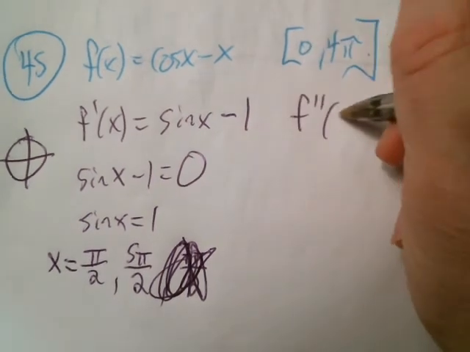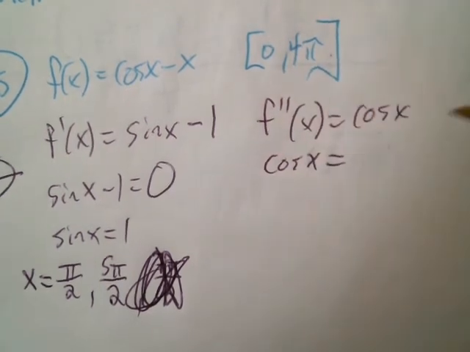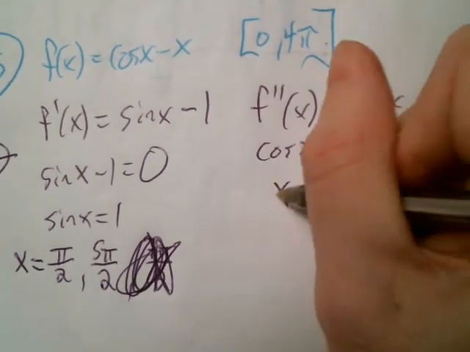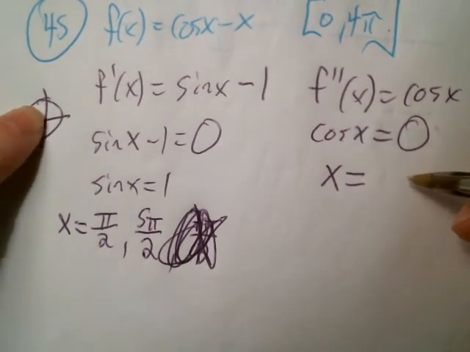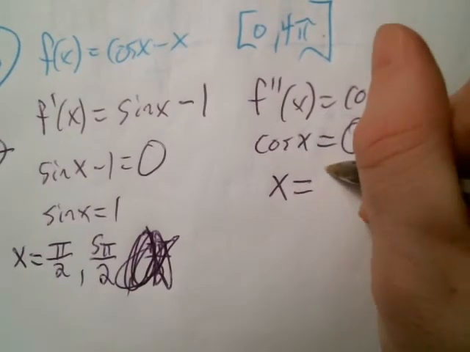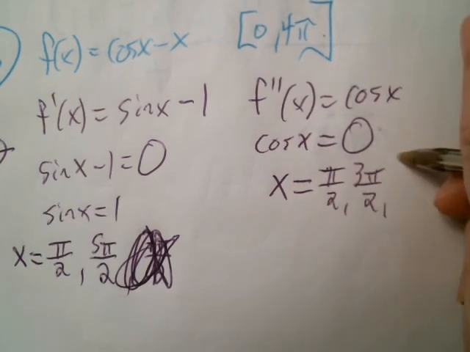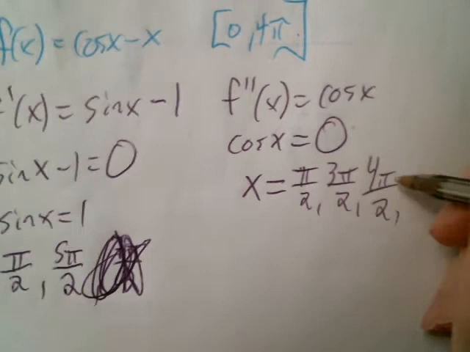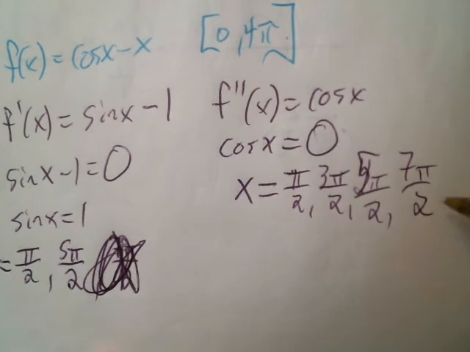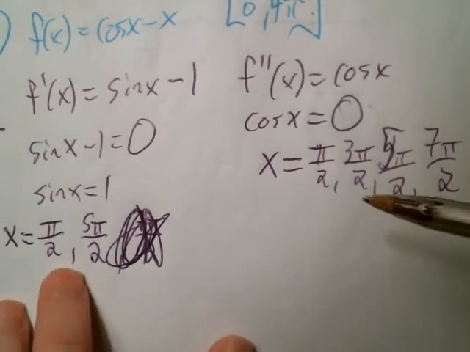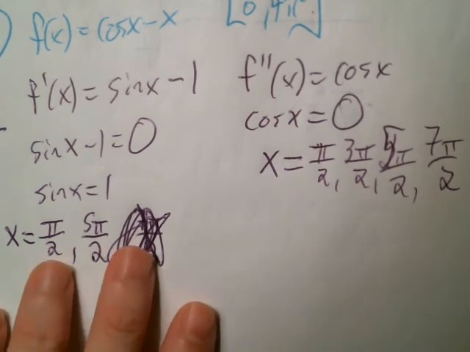So you go to the second derivative, and that's just going to be cosine x, set that equal to 0, and you could tell where the potential inflection points are. So that's just going to be at pi over 2, 3 pi over 2, 5 pi over 2, 7 pi over 2. Okay, so the problem with the second derivative test is if the first derivative and second derivative are simultaneously 0, you can't use the second derivative test.